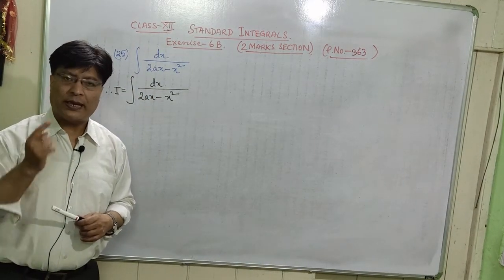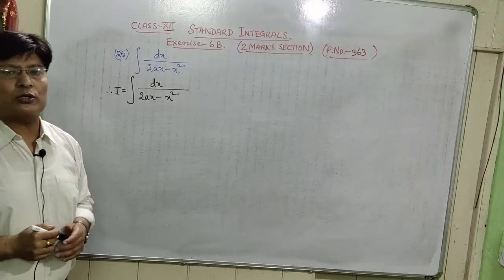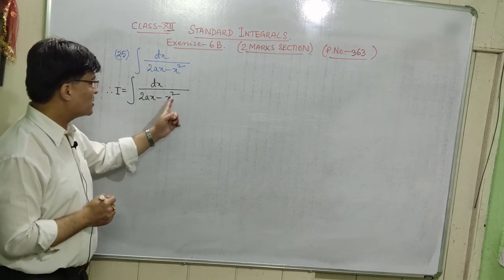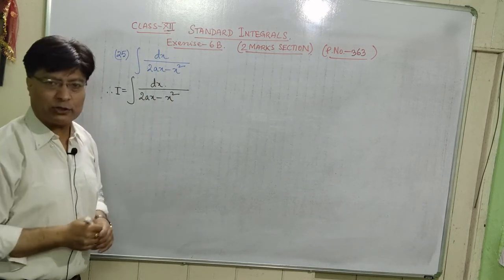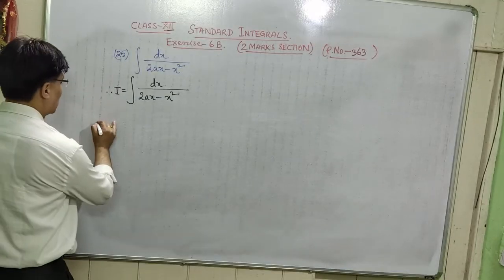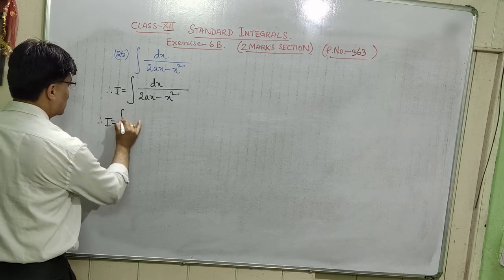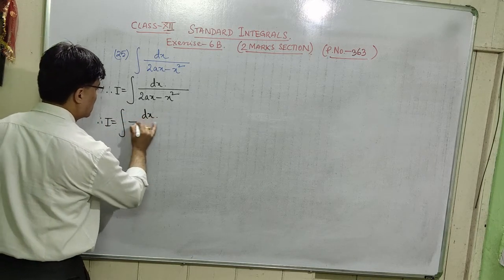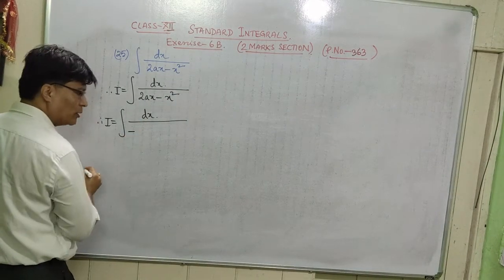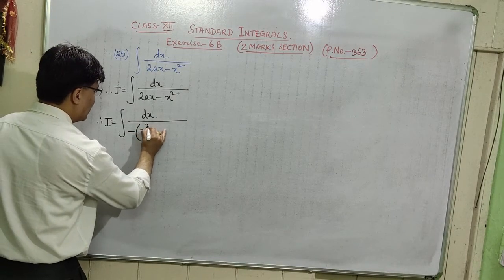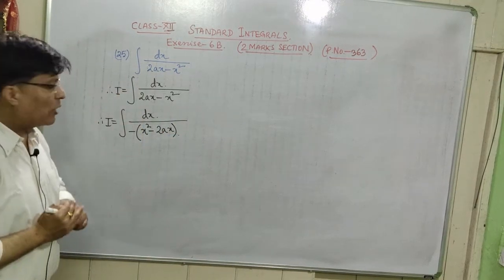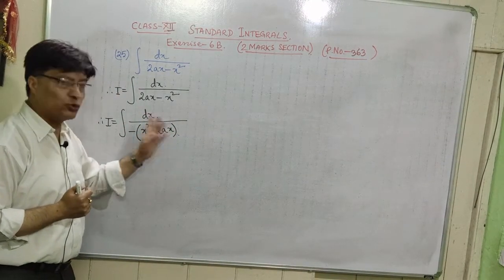That is a square minus 2ab plus b square form, or a square plus 2ab plus b square form. And always you have to make the coefficient of x square positive 1 by taking minus common. Okay, so here the coefficient of x square is minus 1. So let us take minus 1 as common to make the coefficient of x square as positive 1. So therefore I is equal to integration of dx divided by, let us make the coefficient of x square positive 1 by taking minus common. So within bracket what do we have? X square minus 2ax. Okay, now within bracket there is x square minus 2ax.